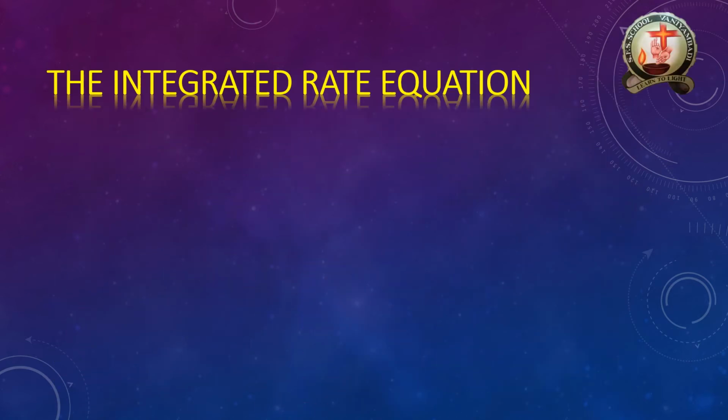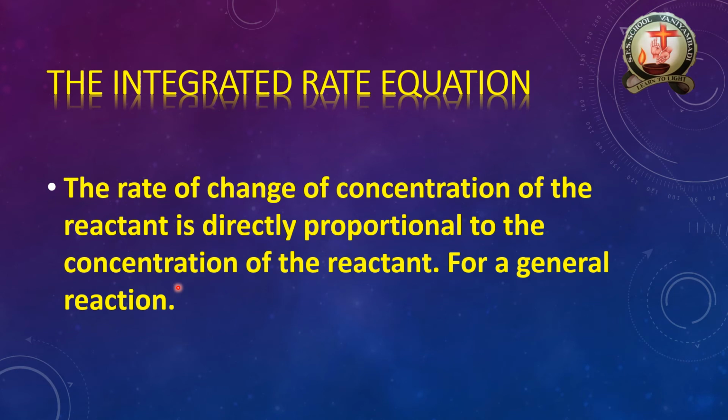Then the integrated rate equation. Why do we want to integrate the rate equation? Integration is helpful to find the rate and order of the reaction. Rate is nothing but speed. Order depends upon the concentration of the reactant. The rate of change of concentration of the reactant is directly proportional to the concentration of the reactant. So this fully depends upon the concentration of the reactant.